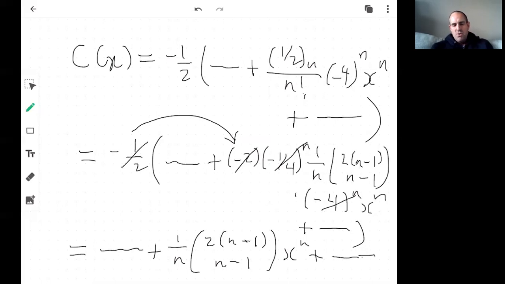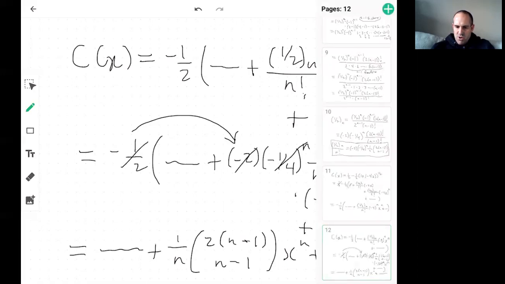Okay, and you might say, okay, wow, big deal. We have a simple thing, but what in the world were we even trying to do? Well, remember, we wanted a formula for C sub n, and we just came up with a formula for C of x, where we have a formula sitting next to x to the n. Okay, so let's bring this home here.